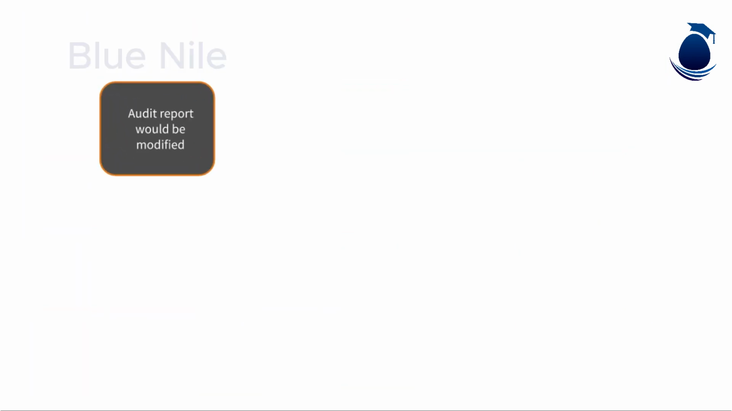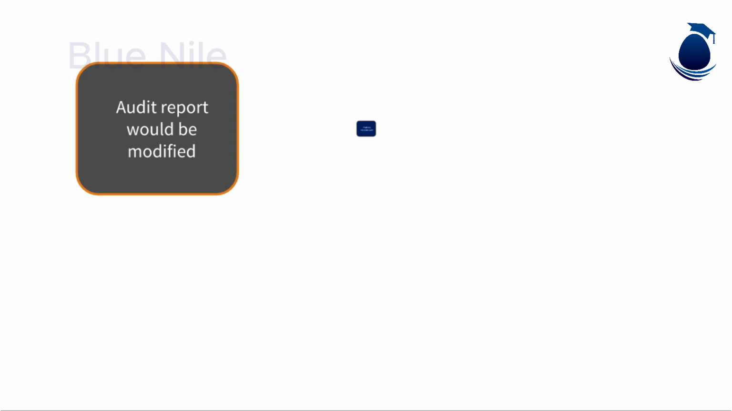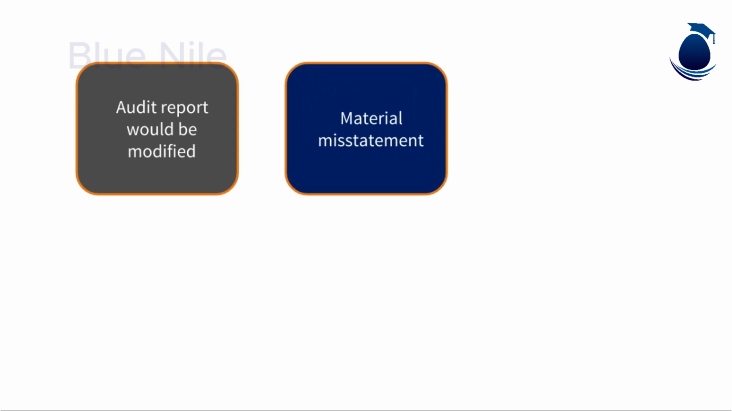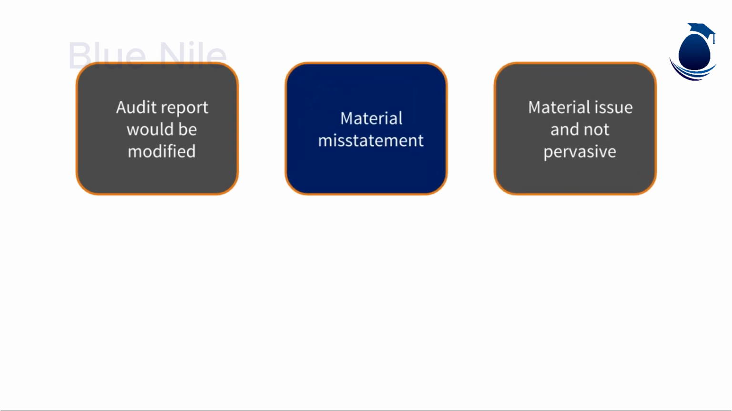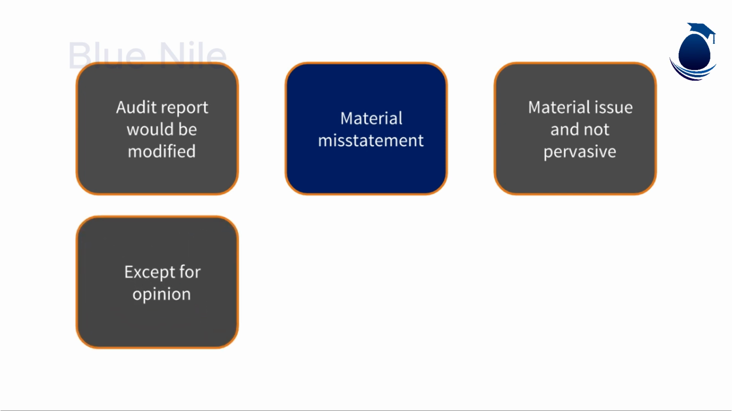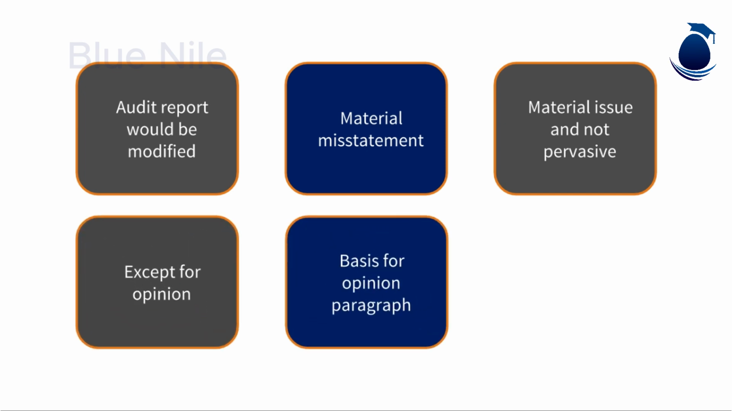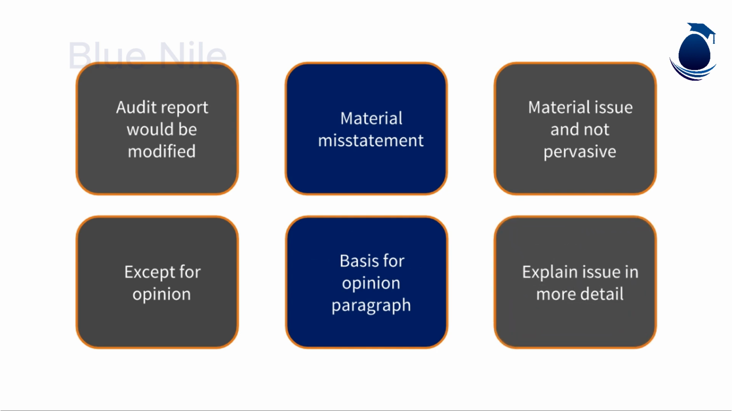Therefore, the audit report would be modified due to a material misstatement. It is a material issue and not pervasive. An except for opinion is needed, and a basis of opinion paragraph is shown above the opinion, explaining the issue in more detail.